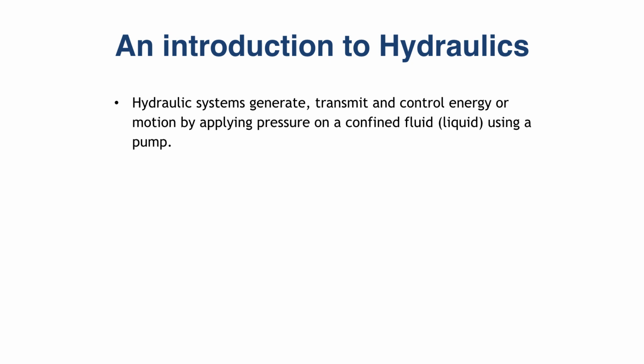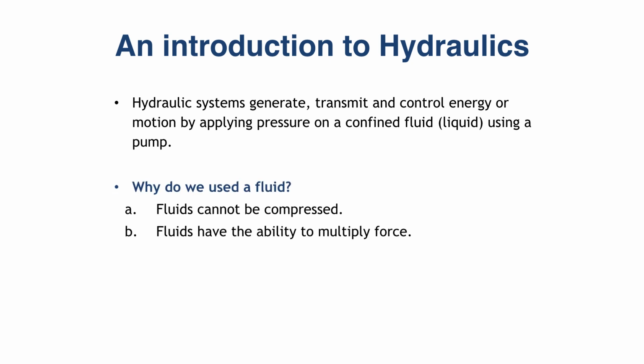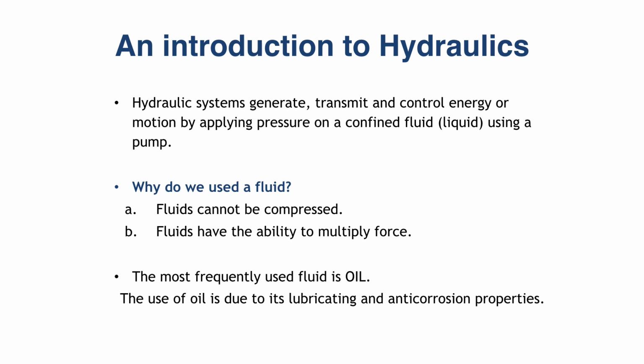Hydraulic systems generate, transmit, and control energy or motion by applying pressure on a confined fluid or liquid using a pump. Why do we use a fluid? Firstly, fluids cannot be compressed. Secondly, fluids have the ability to multiply force. The most frequently used fluid is oil. The use of oil is due to its lubricating and anti-corrosion properties.